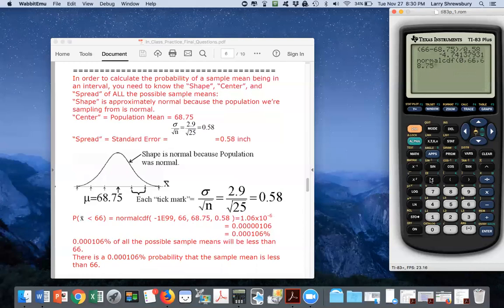68.75, comma, and then our 0.58, our standard error. Right parenthesis, hit enter. Yep, that's pretty small, 1.06 times 10 to the negative 6. So that means this decimal point gets moved 6 places to the left. Very, very small. Because that's the proportion of all the possible sample means that will be less than 66. And that is the probability that the sample mean is less than 66. So that's what you did back in chapter 8.1.